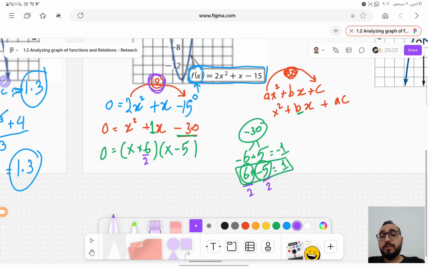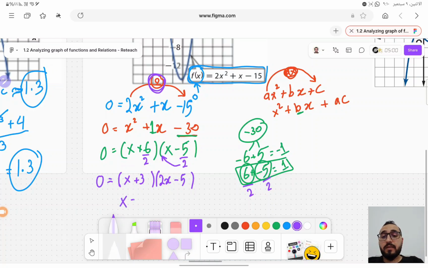So now divide by 2. So the first bracket will be x plus 6 over 2, which is 3. So x plus 3. Now the second bracket, 5 over 2. If you can't simplify this, just take the 2 before the x. So it will be 2x minus 5. So now we can find the x's, so equals 0.